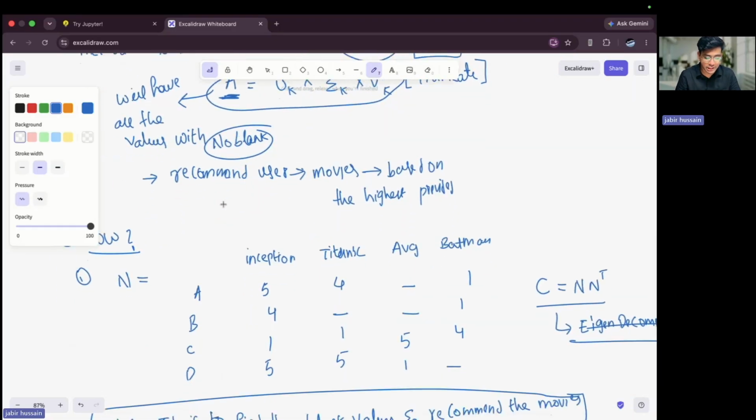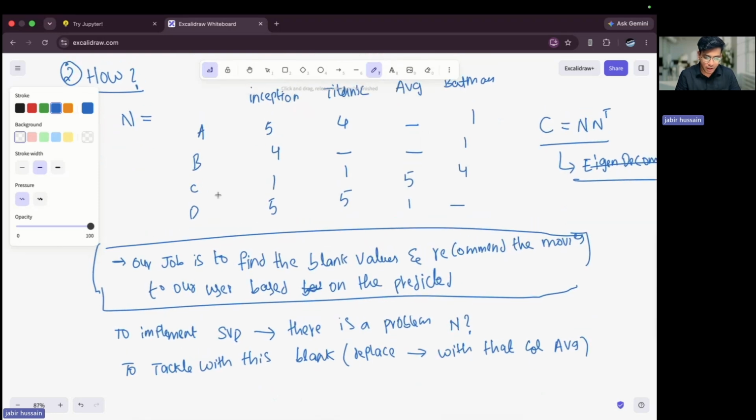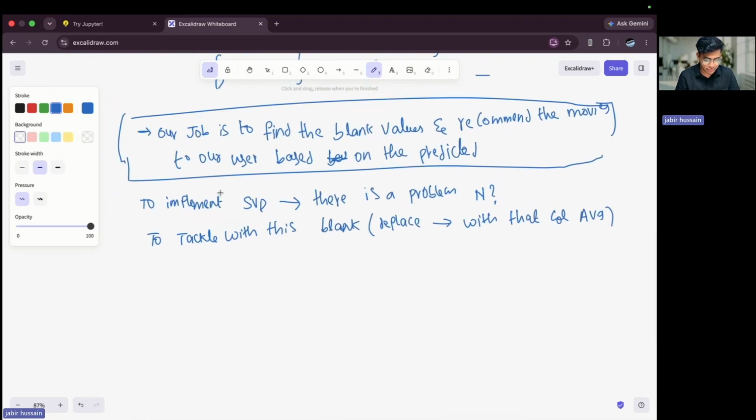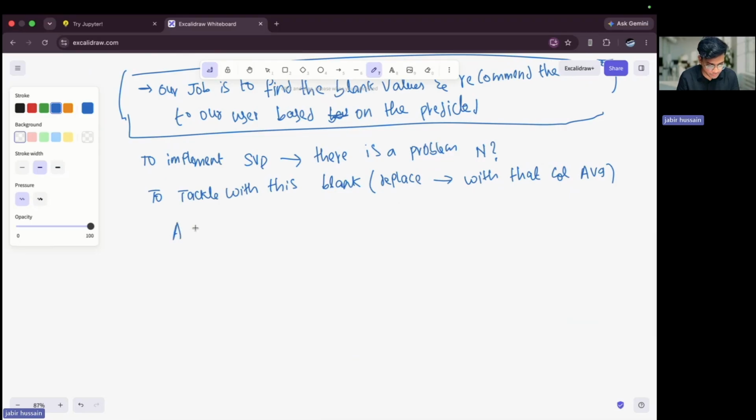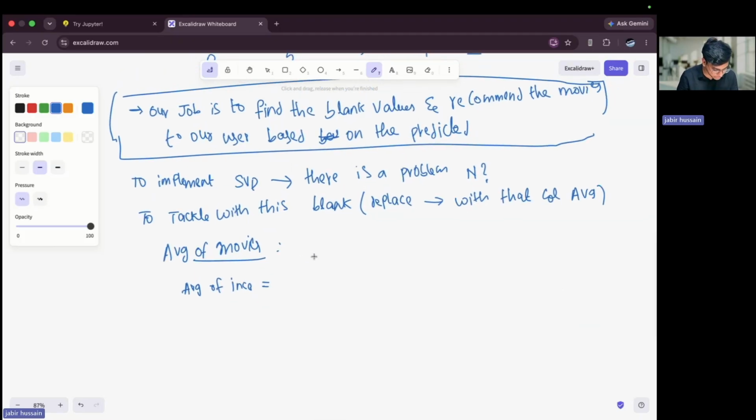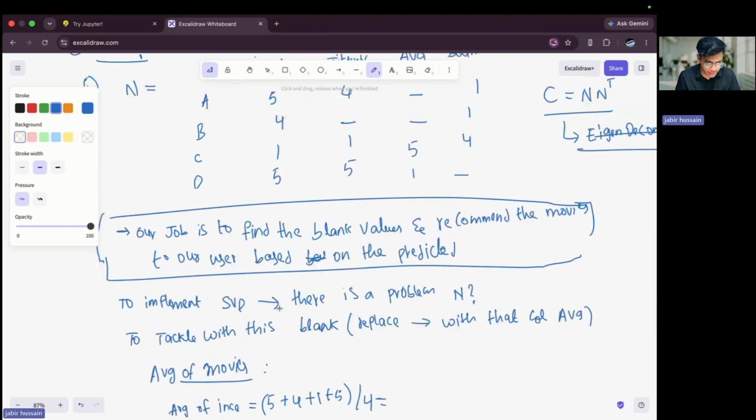So what I'll do is write it here. How many movies do we have? Inception, Titanic, and Avengers, right? First of all, I'll calculate the average of all movies. The average of Inception is 5 plus 4 plus 1 plus 5. And how many values do I have? 1, 2, 3, 4, right? Divided by 4.